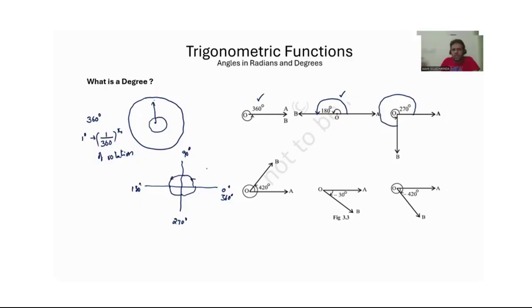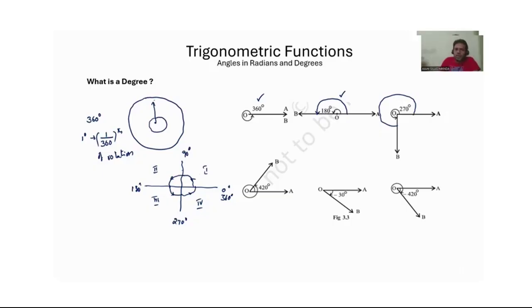So between 0 and 90, this is the first quadrant. Between 90 and 180, this is the second quadrant. And 180 to 270 is the third quadrant. And this is the fourth quadrant, 270 to 360. And if we go in the other direction, this is what? Anti-clockwise. So all the angles that we measure are positive.